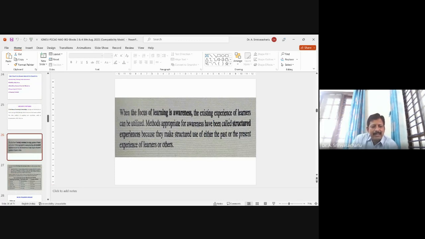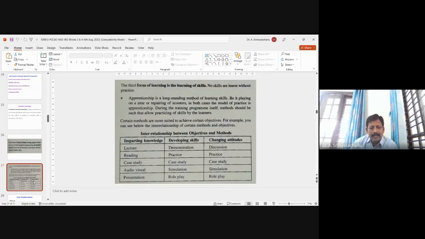If it is awareness, we can give structured experiences and even discussion method, enabling the participants to share their experiences. Here you can see the table. For knowledge: lecture, reading, case study, audio visual, presentation. If it is developing skills: demonstration, practice. Practice is a must. Even if you use case study, simulation, role play.